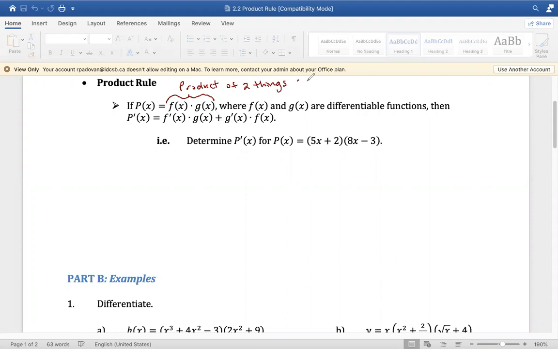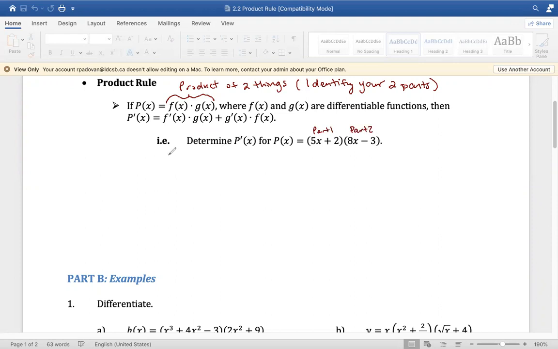So the first thing to do is identify your two parts before you start. What's my part one and what's my part two, so that I know which part to get the derivative of and which part I'm copying down. And then I switch it. So for example here, I have the function p of x is equal to 5x plus 2 binomial multiplied by 8x minus 3 binomial. So this one is pretty easy. I can see my parts right here, right? This is part one. We're starting with an easy one, and this is part two.